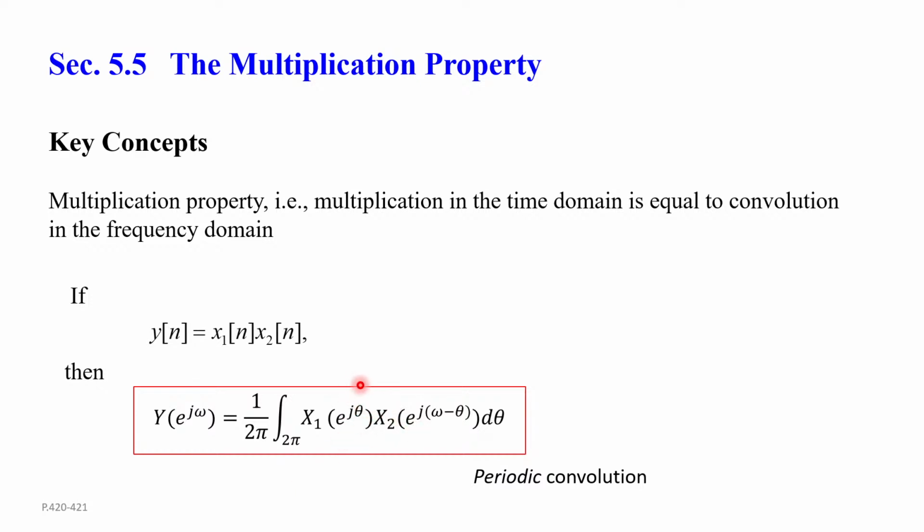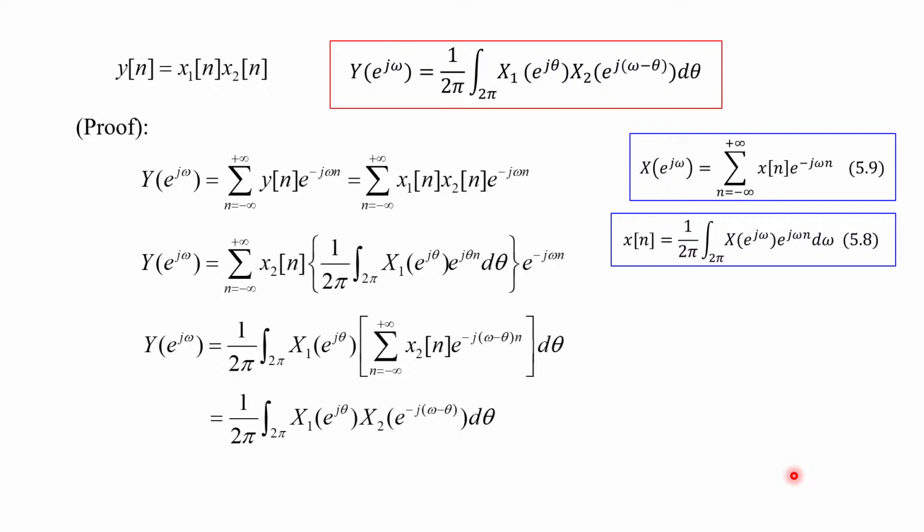And also we still keep our weird form of writing big X with our argument being e^(jθ) and e^(j(ω - θ)). But anyway, on a high level, if you have multiplication in your time domain, then you get a convolution in your frequency domain. So we have a periodic convolution here. Okay. And we go through a proof here. The proof is not too complicated.